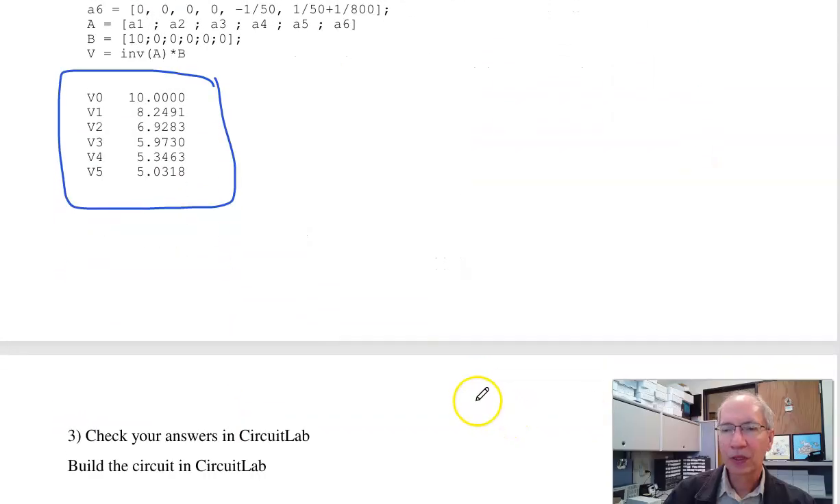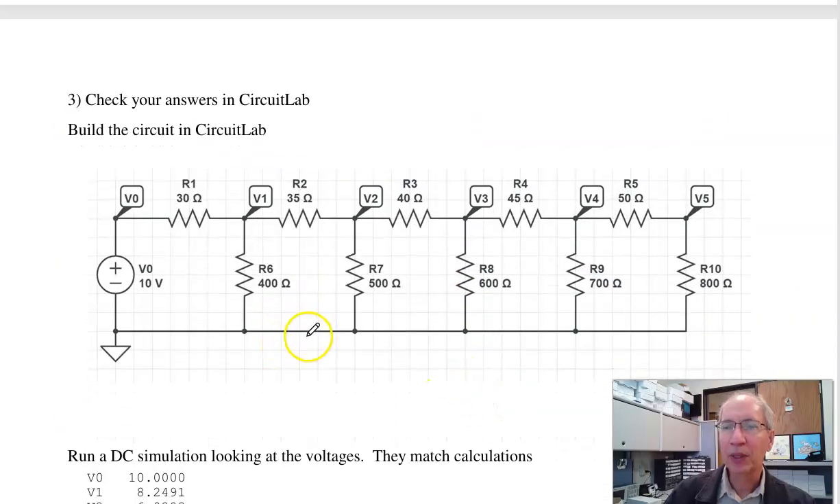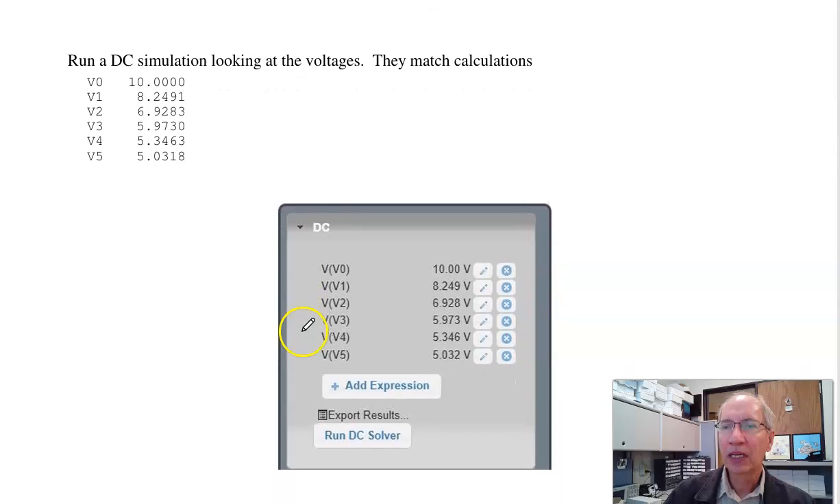So again, going back to Circuit Lab, build it in Circuit Lab. Here's the Circuit Lab answer. There's my Matlab answer. They match up, saying that at least I'm consistent. If they match up, you probably did it right. So again, like saying you don't need Chegg, you don't need ChatGPT, you don't need AI. All you need is Circuit Lab. Once you have Circuit Lab, I can tell you what the answer is.